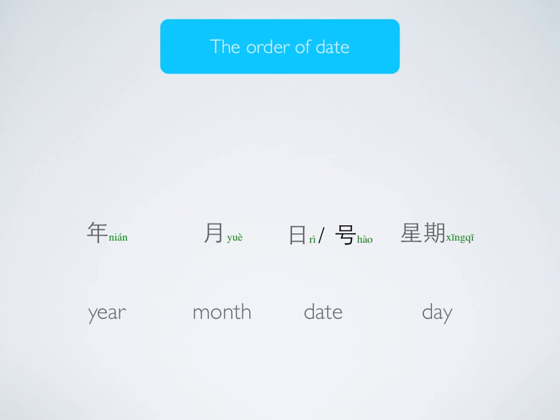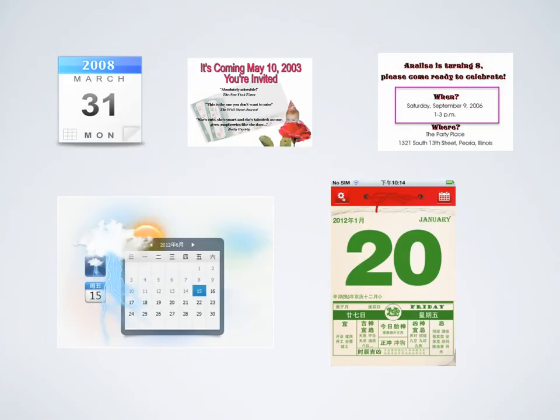So let's have a look at one example. How would you say the exact date? Look at the first picture, the blue one, on the left corner. It's 2008, March 31st, Monday. Now you would say 2008年3月31号星期一. Follow the order, okay? 2008年 year first, 3月 month, 31号 date, 星期一 the day.